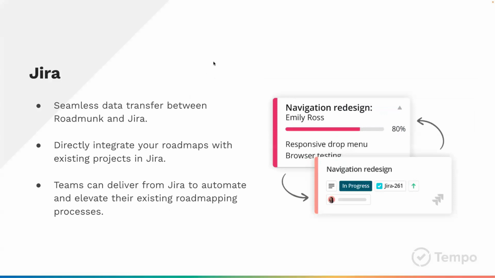So in terms of Jira, we wanted to give you a little bit of insight about Jira because it is one of our biggest integration options, and it's very similar to what Azure DevOps can do. It does allow you to have seamless data transfer between the two of them, as well as you can directly integrate your roadmaps with existing Jira projects. So for all that information you've already been working in within Jira, it's really easy to pull that in and bring it into Roadmunk. You're going to be able to leverage Jira to automate and elevate those existing roadmapping processes. So it ensures that everything is going to be not only accurate, but also visually appealing for the team and for greater collaboration.